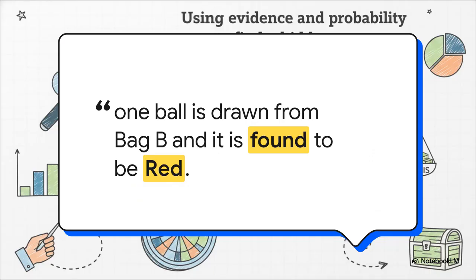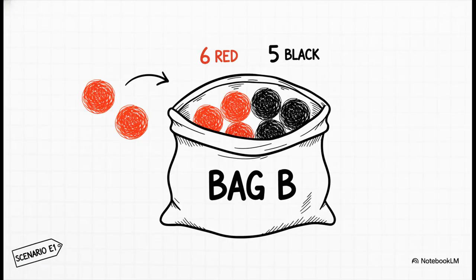And here it is. This is the big one. After that secret transfer, somebody reaches into bag B, pulls out 1 ball, and it is red. This is our clue. This single red ball is the key that's going to help us unlock what really happened in the past.